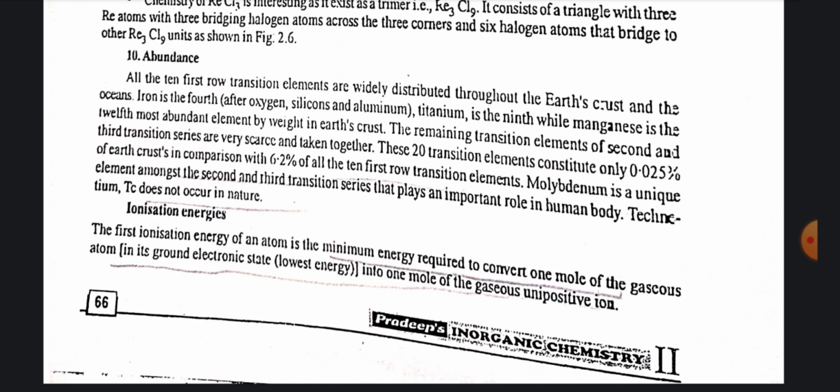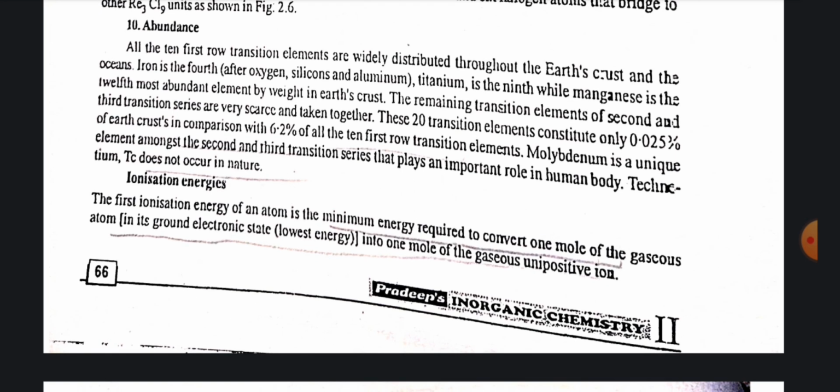The remaining transition elements of the second and third transition series are very scarce. Taken together, these 20 transition elements constitute only 0.025% of Earth's crust in comparison with 6.2% of all the 10 first row transition elements. Molybdenum is a unique element amongst all the second and third transition series that plays an important role in the human body. Technetium does not occur in nature.